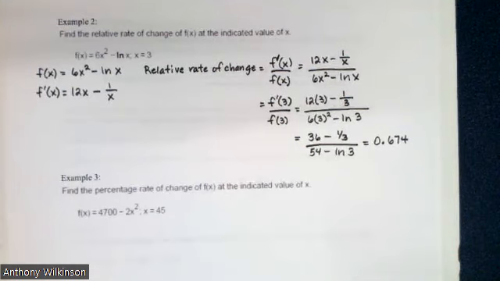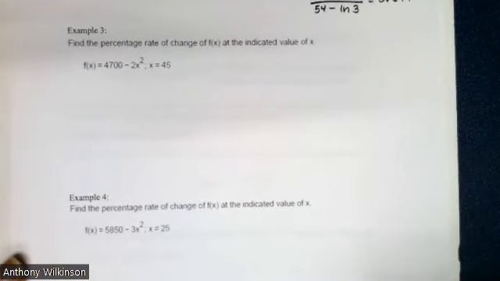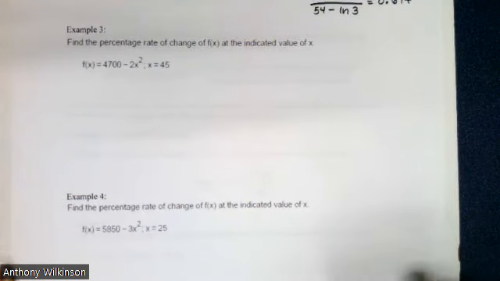Okay. Take a look at example 3. Here I want to find the percentage rate of change of f of x at the indicated value of x. All right, now keep in mind the percentage rate of change means I need to give this answer as a percent. And here f of x is equal to 4,700 minus 2x squared, for x is equal to 45.